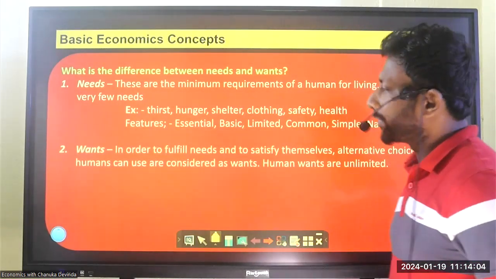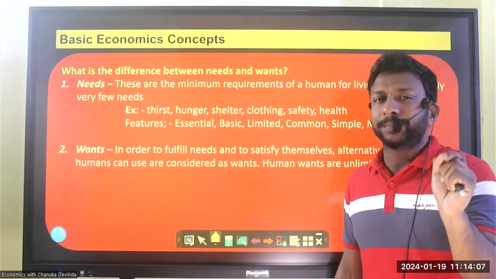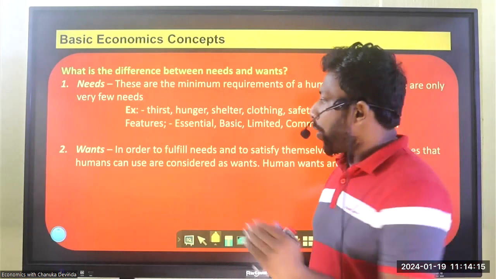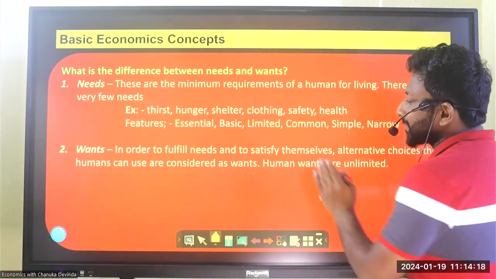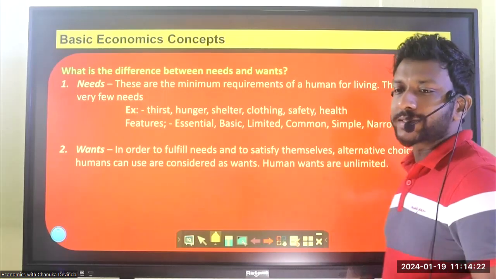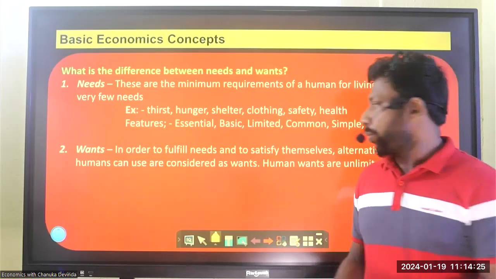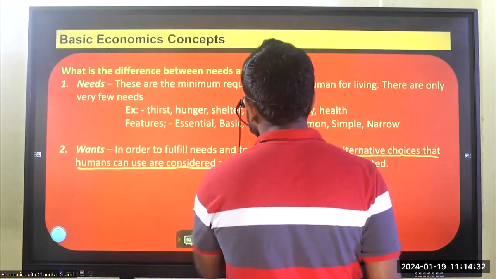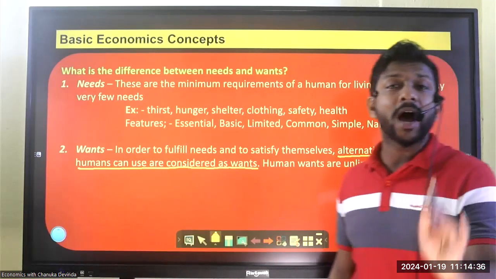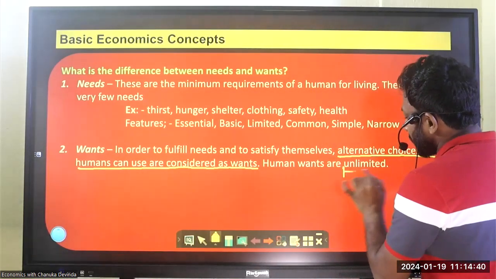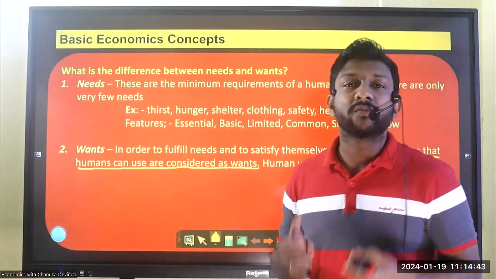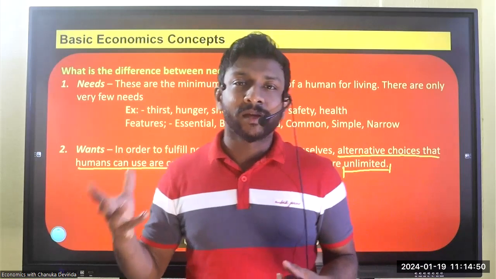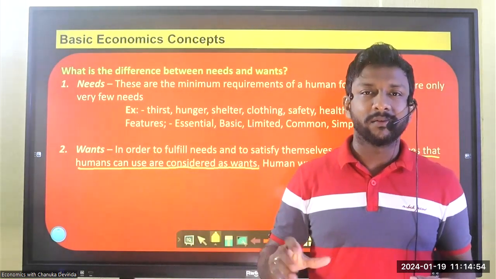And then wants. Wants are the types of options through which we can satisfy our needs. In order to fulfill needs and satisfy themselves, the alternative choices that humans can use are considered wants, right? Human wants are unlimited. Actually, this is the beginning of economics, because human wants are unlimited. Then we have to satisfy an unlimited amount of wants within limited resources, right?